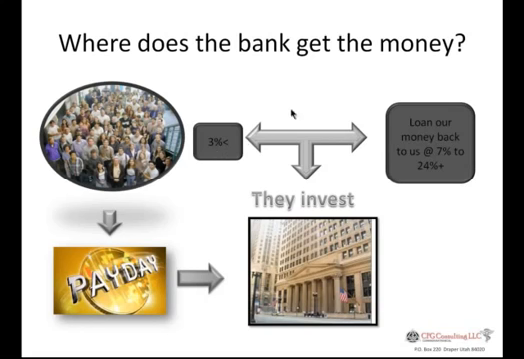And then if we need to borrow money in the form of a car loan, a house loan, a credit card, whatever the case may be, the bank uses our own money through this filter system, but they charge us a much higher rate of return, 7%, 24%.